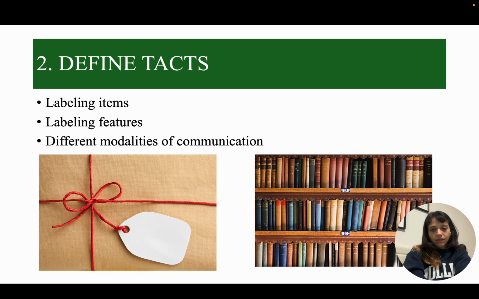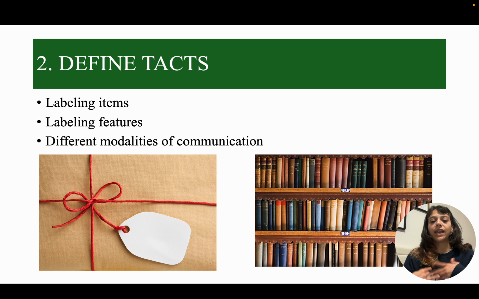The next verbal operand that we're going to talk about is tacts. This is also super important. This can be thought of as labeling things, items, features, actions. If you're, for example, at a park with a young kiddo and they point to a squirrel and they say, "Look, Mom, a squirrel," that's a tact. They're labeling things in their environment.